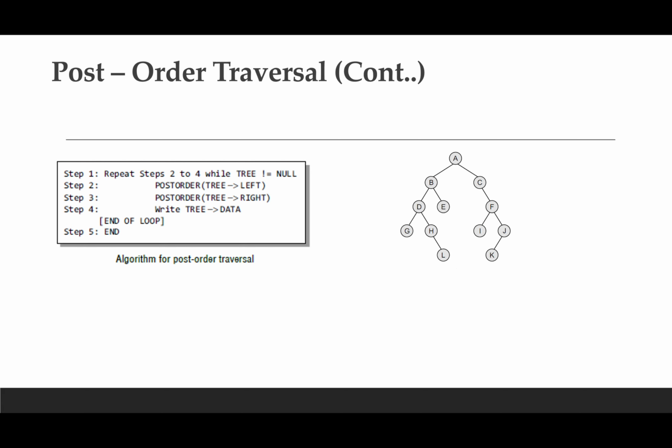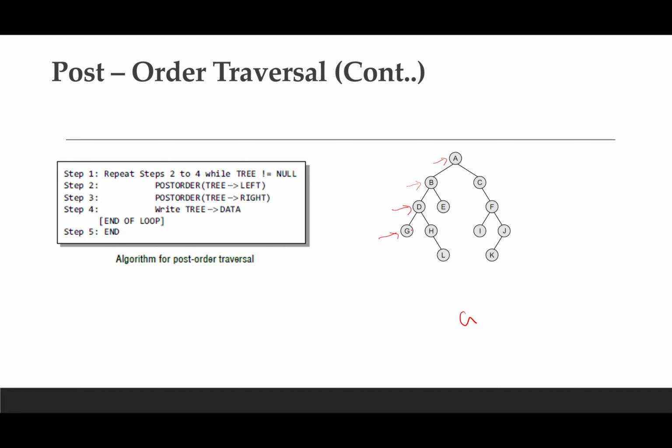First we visit the left, then right and the root. So first we check the left subtree. We have to check whether B has a child. Yes, B has a left child, D. Then we check whether D has a child. Yes, it has a left child G. So first we visit G. Then we check if it has a right child. It doesn't have one.